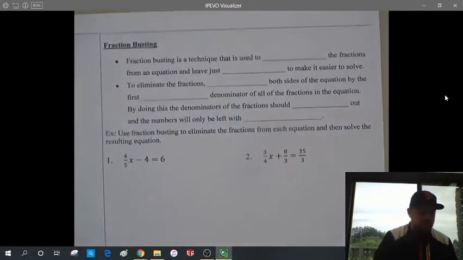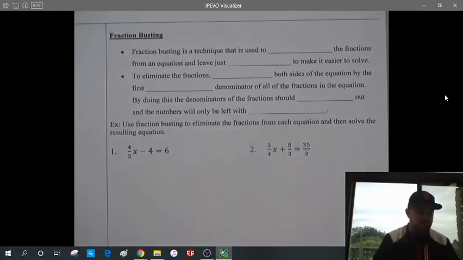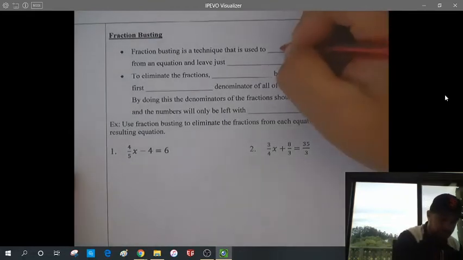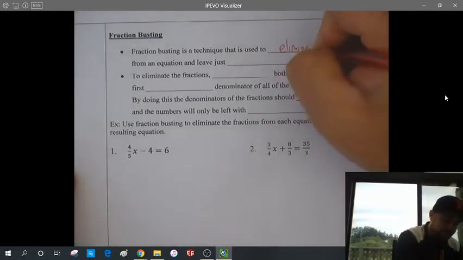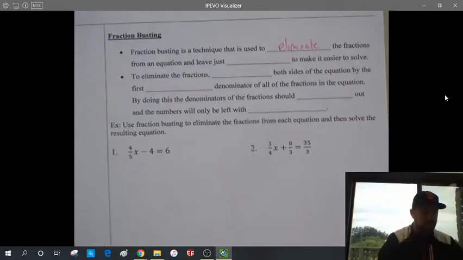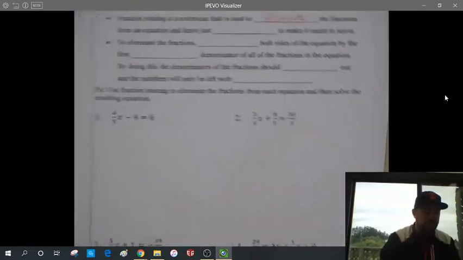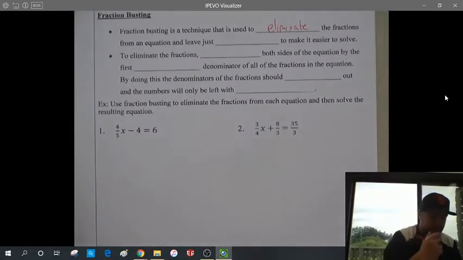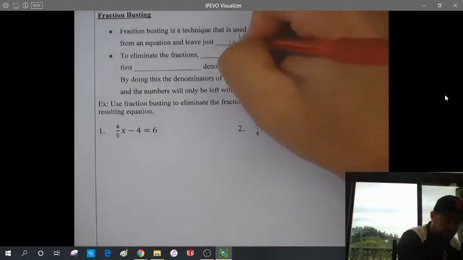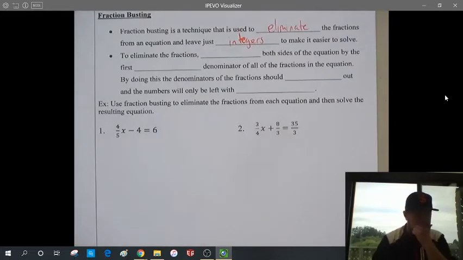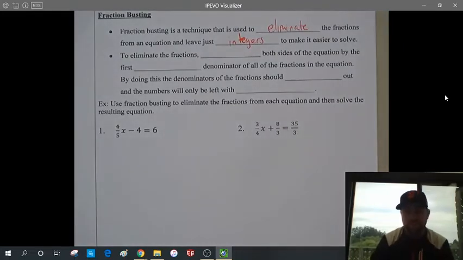Okay, so then fraction busting. What fraction busting is a technique that is used to eliminate the fractions from the equation. So it kind of makes our equations easier because it's going to leave just integers, okay, which again are our whole numbers, either positive or negative, to make it easier to solve with, so that we're just dealing with just whole numbers then, and we don't have to worry about how to combine the fractions.